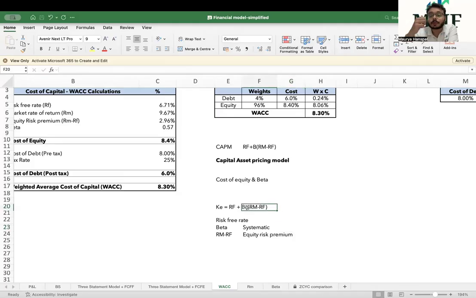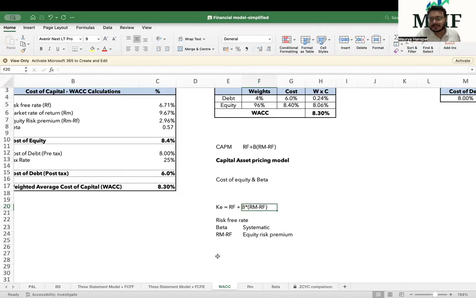Now, here beta is the proxy for only the systematic risk or the non-diversifiable risk, the risk which you cannot diversify. So here we have beta into the equity risk premium. The RM minus RF, the difference between the return upon market. The return on market is simply your Nifty 50 return or index return. It is not a stock specific return.